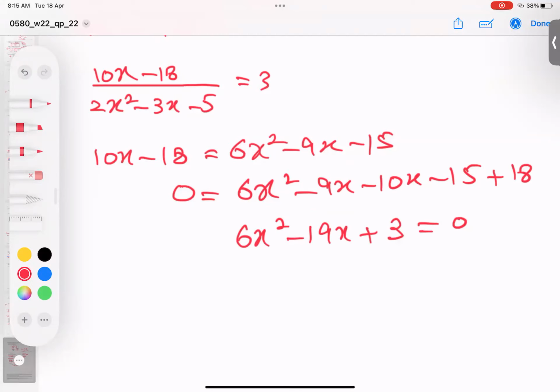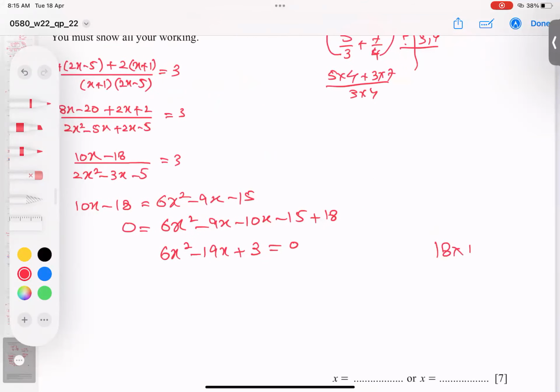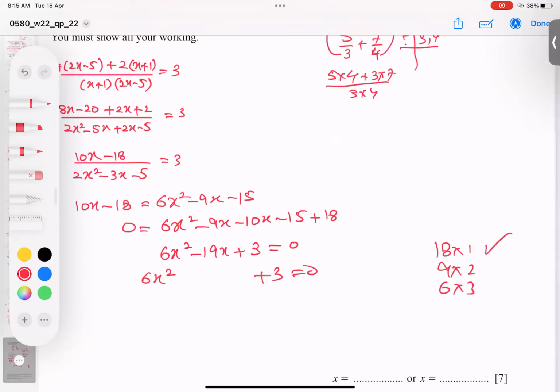Now I have two choices, either quadratic formula or factorization. So 6 times 3 is 18, and 18. 18 ones are 18, 9 twos are 18, 6 threes are 18. And I copy first term as it is, last term as it is. You see, these terms copying. Now check which pair, add or subtract, gives you 19. So 18 and 1 give you 19, but minus 18 minus 1 gives you minus 19. So I'm writing negative 18x, negative 1x.